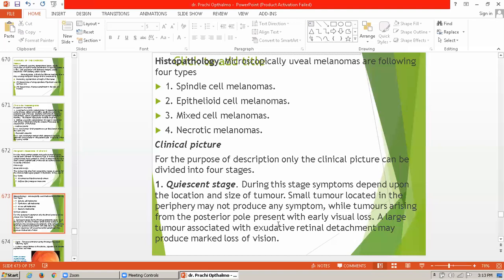But a tumor arising from the posterior pole presents with early visual loss. A large tumor associated with exudative retinal detachment may produce a marked loss of vision. So this is all about the quiescent stage, which depends on the location and the size of the tumor.